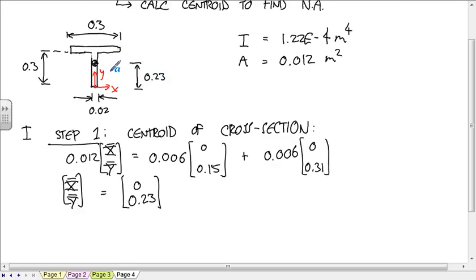And so the centroid of this lower rectangle is at a height of 0.15, right? So the distance between the centroid of that rectangle by itself and the centroid of the whole shape then is 0.23 minus 0.15, and so 0.08.